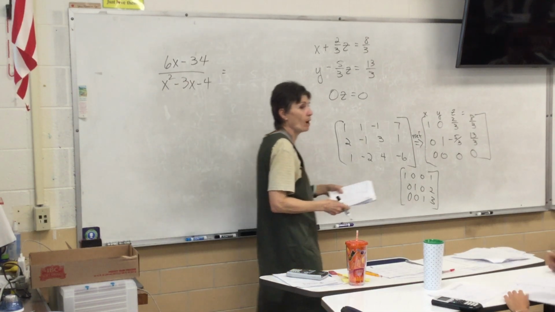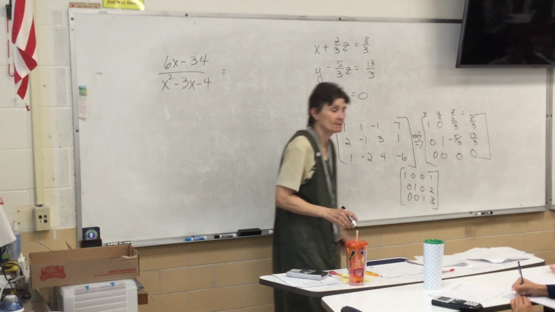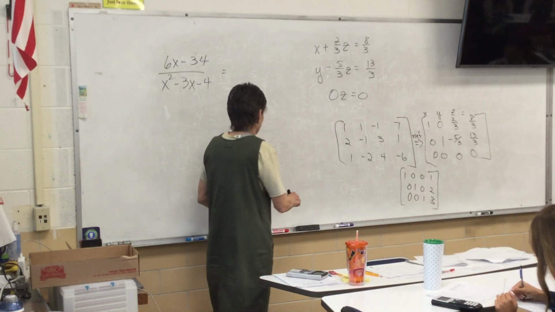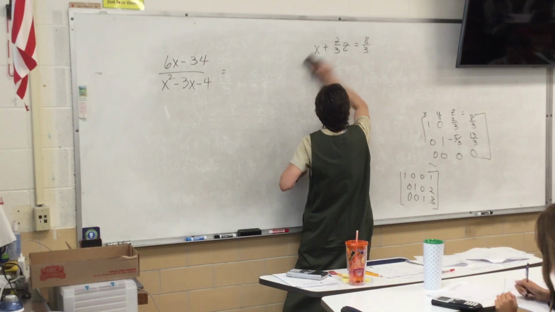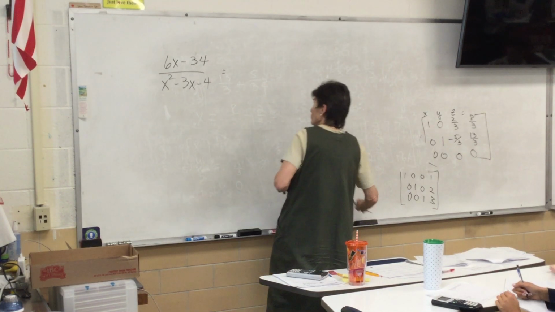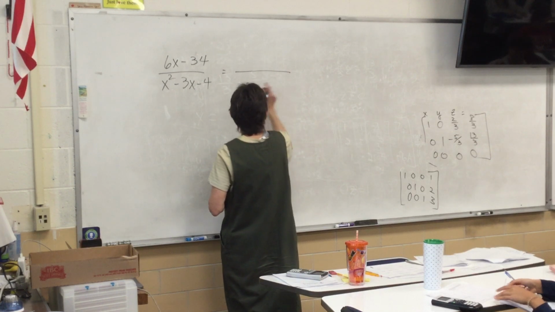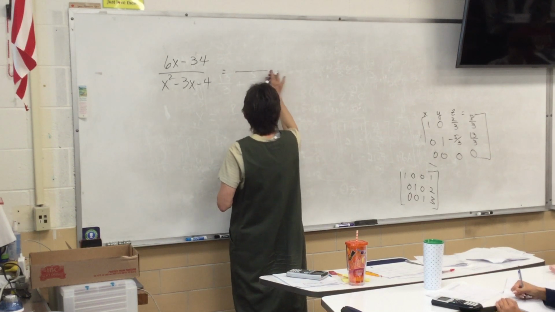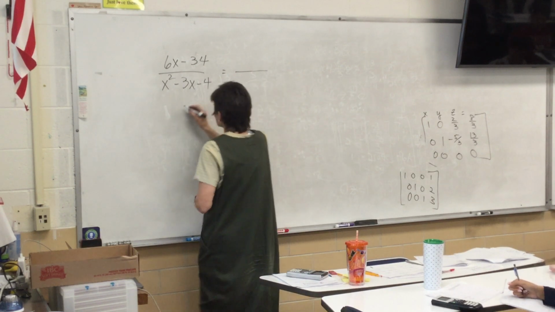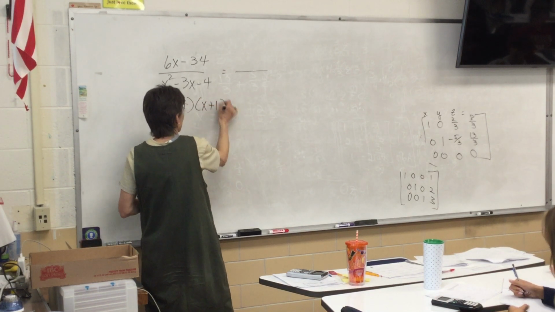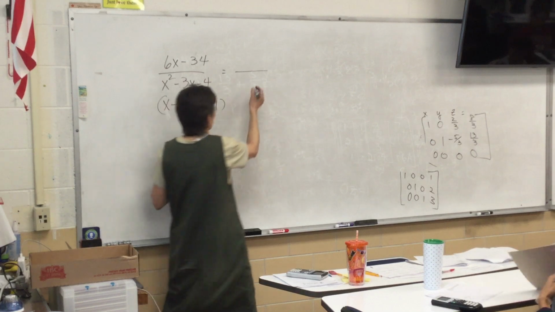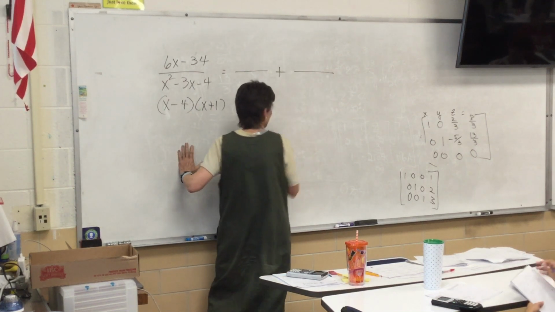Right. Who remembers step 1 of a partial fraction decomposition? Alexis? You need to factor the denominator. Don't mess with your numerator, but factor your denominator. So my denominator is going to factor into x minus 4, x plus 1. Did you agree? Yes. So I'm going to set up 2 partial fractions.